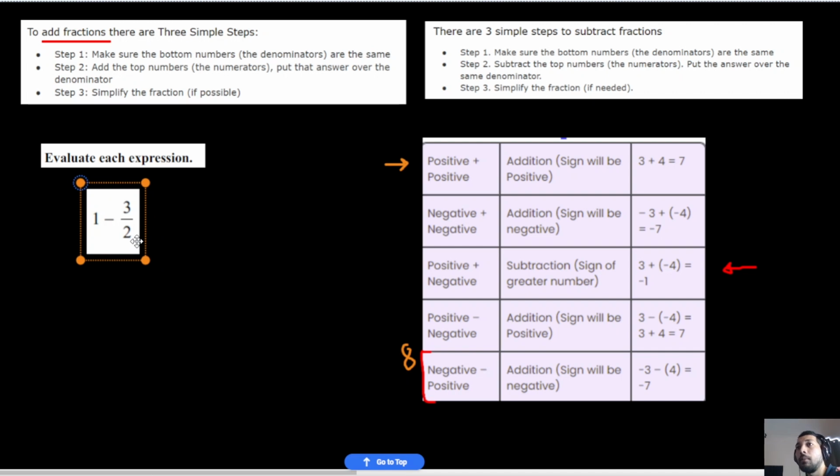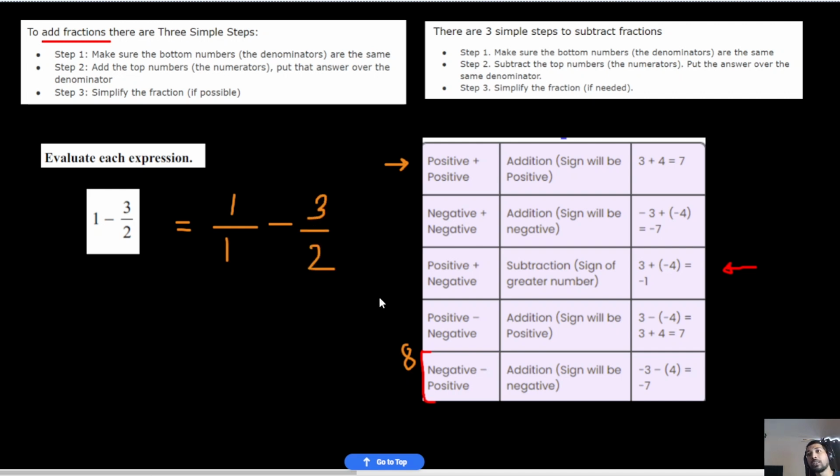Okay, so let's see this last problem over here. Here we have a whole number. We have 1 minus 3 over 2. Now you can see that this 1 is not written as a fraction. Now remember that any natural numbers, whole numbers, or integers can be written as a fraction by putting 1 at the denominator. So you can write this 1 as 1 over 1 minus 3 over 2.